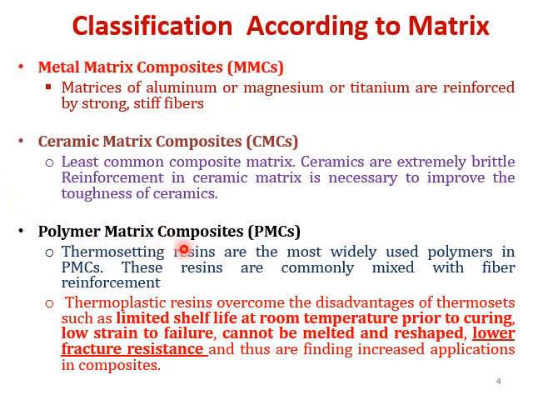So next is polymer matrix composite. In polymer matrix composite, as I have discussed, there are two main types of matrices, that is thermosetting and thermoplastic. And as I said earlier, thermosetting resins are the most widely used polymers in polymer matrix composites. These resins are commonly mixed with fiber reinforcement to produce a composite.